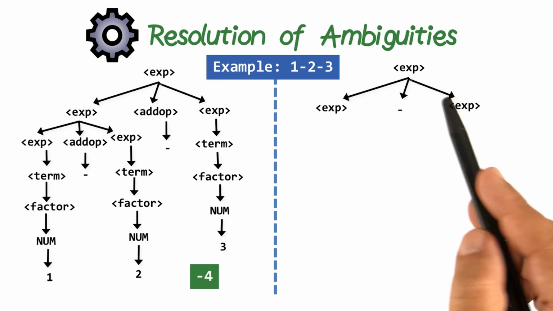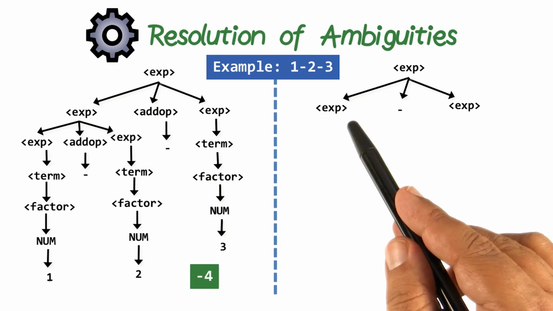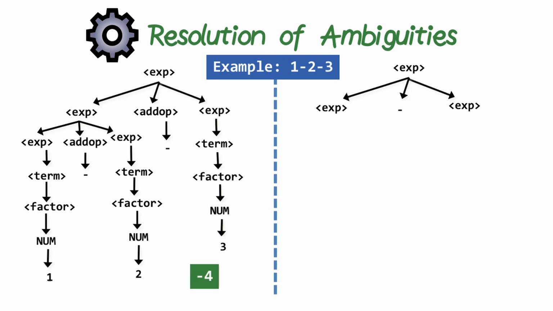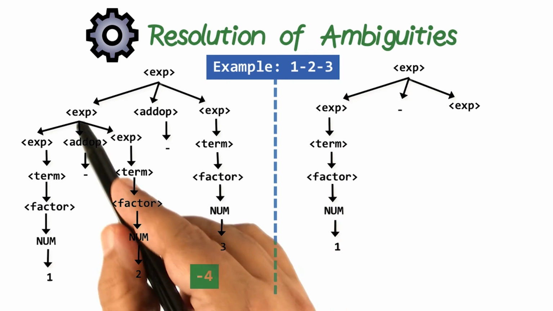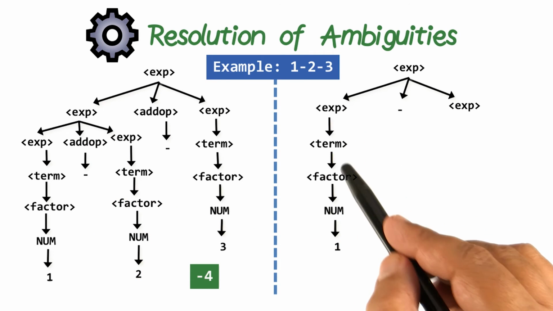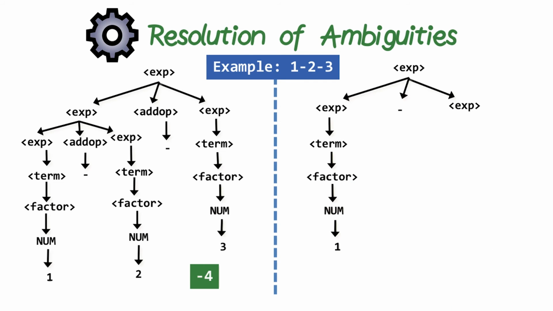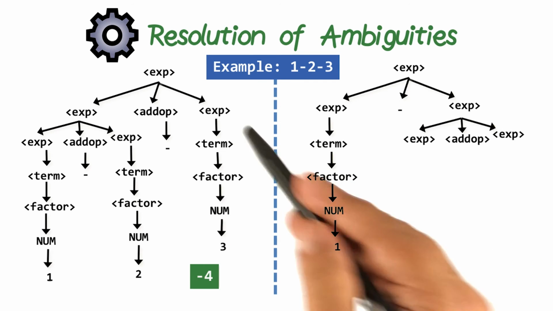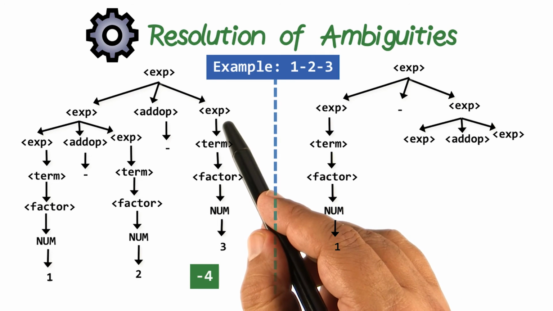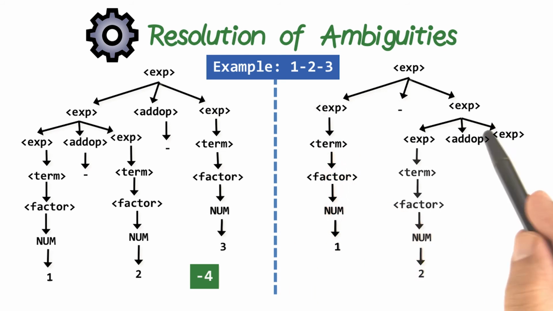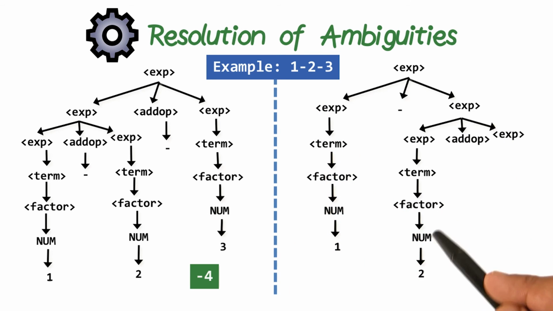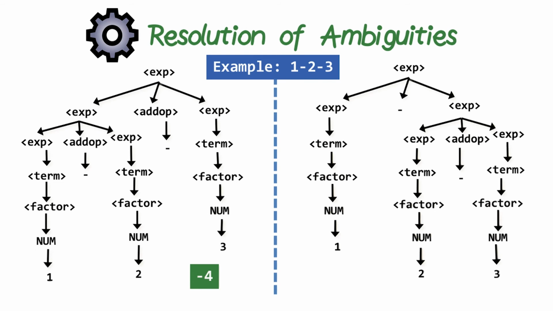Let's see. So first we started again the derivation of expression minus expression. But in this particular case, instead of expanding on the left hand side, we just expanded it to term, let it go to factor, and matched 1 using it. And this particular expression, which was on the right hand side, now we are trying to expand to implement 2 minus 3 here. And so let's see if we are successful in that. So in this particular case, expression goes to term, goes to factor, goes to 2, that goes to minus, and finally that goes from expression to term to factor to 3.